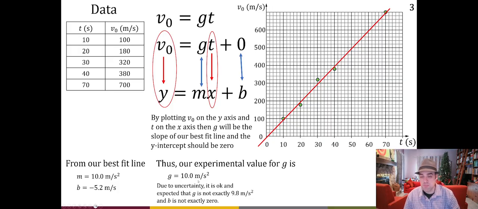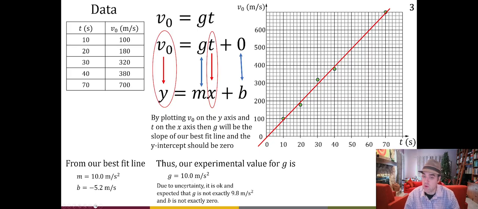So other experiments may get a different value for g. The one that's most trusted is the 9.8 meters per second squared, because they did a lot of work to try to remove as much uncertainty from their experiment as possible. But ours, maybe we didn't do that as well, and so our value is just going to be a little bit different. So this is our experimental value.